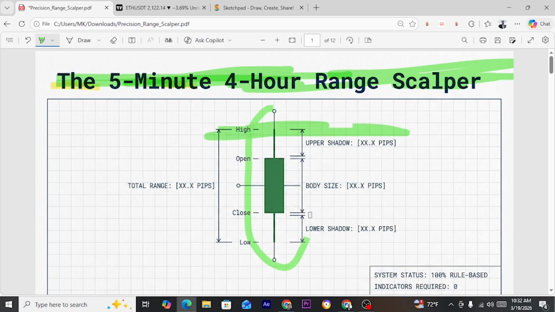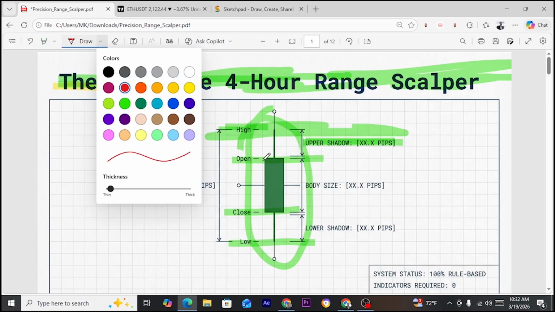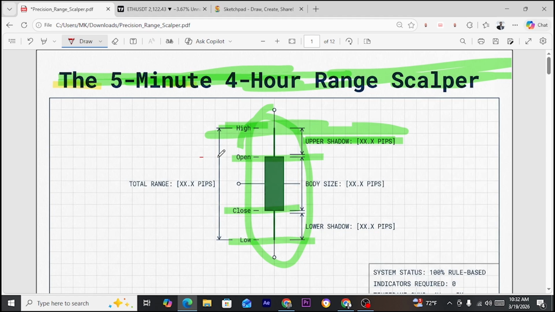Here I shared with you the candle, the upper shadow, the high, the close, the low, the open. So as we know, if you are a beginner or an expert, you know this is the basic of that. So if you know, we can continue for the next. So this is high, open, close and low.